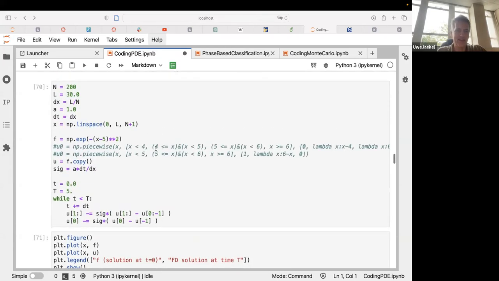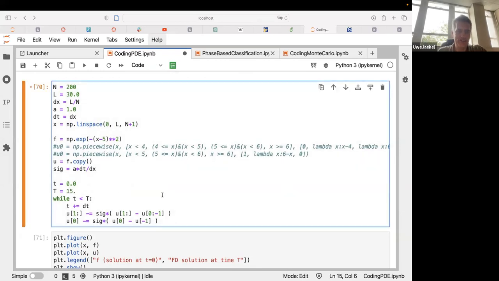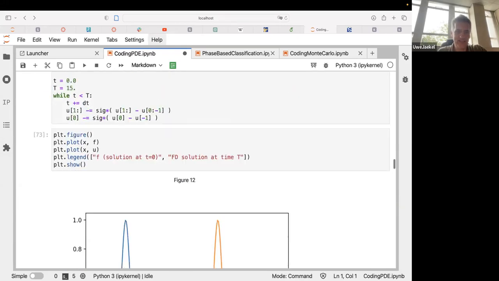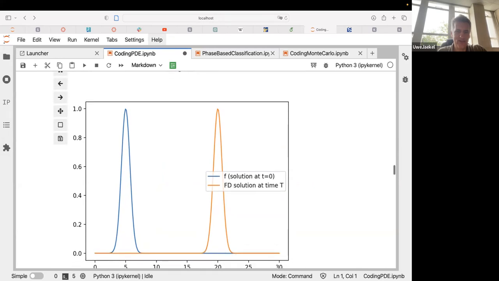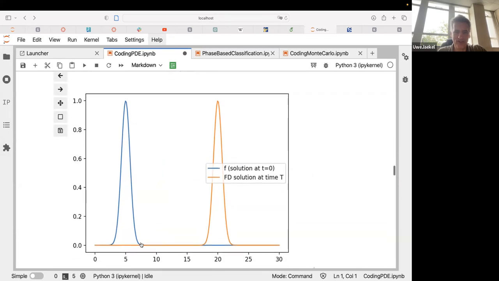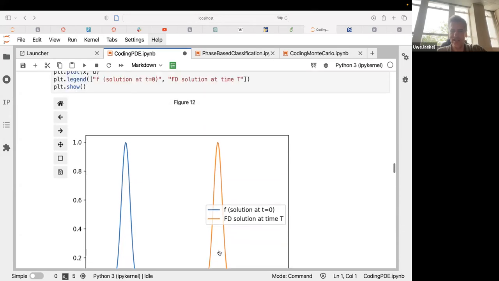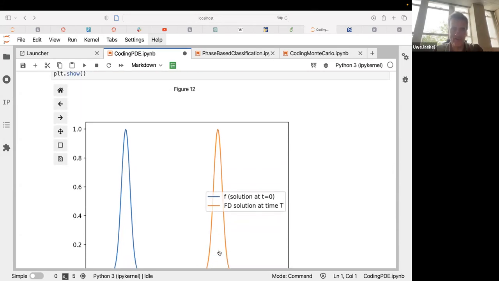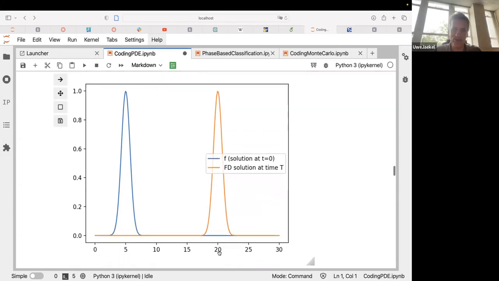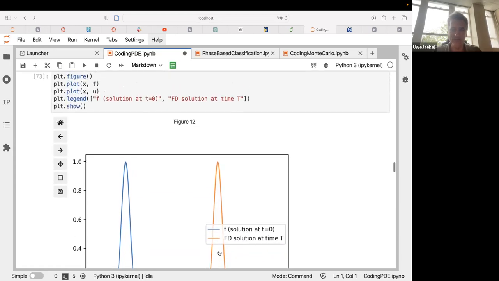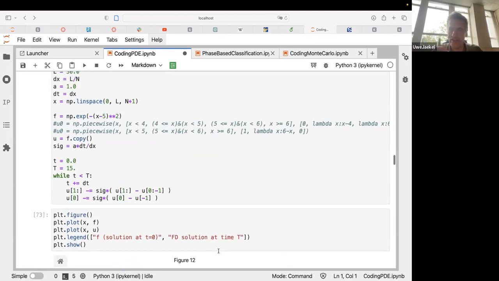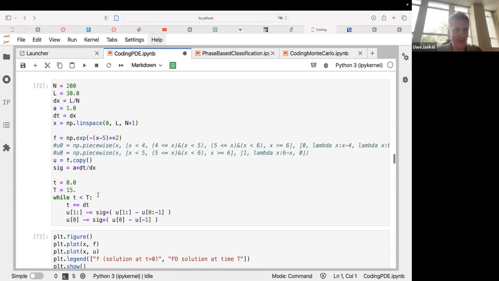Now, if I go to t equals 15, it should work again. You see the peak has now moved from 5 to 5 plus 15, to 20. And the solution otherwise is, apart from possible numerical errors, completely the same. So it looks very, very nice.